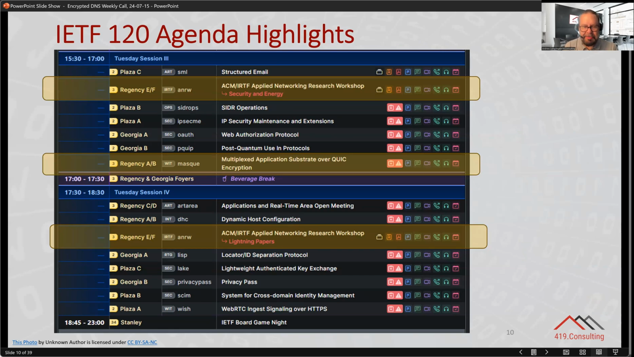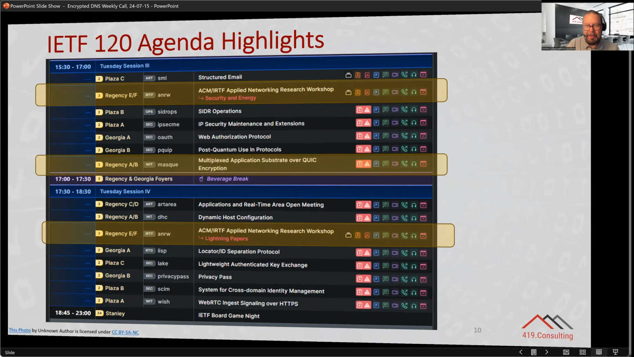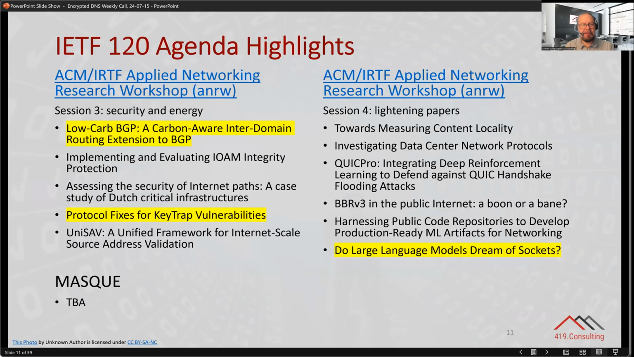Then we've got sessions 3 and 4 on Tuesday. Again, it's mainly the ANRW slot plus MASK, and looking at the details of the agenda for the ANRW, there's the carbon-aware interdomain routing extension to BGP, which I think is a really interesting idea. Take into account the energy cost of routing when making routing decisions.